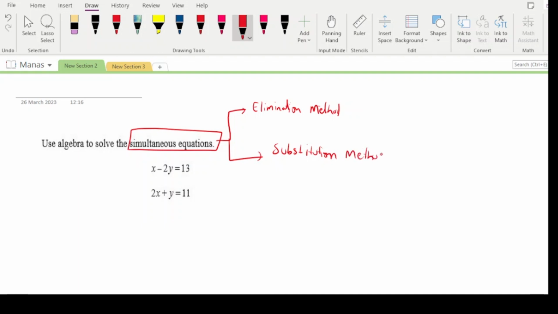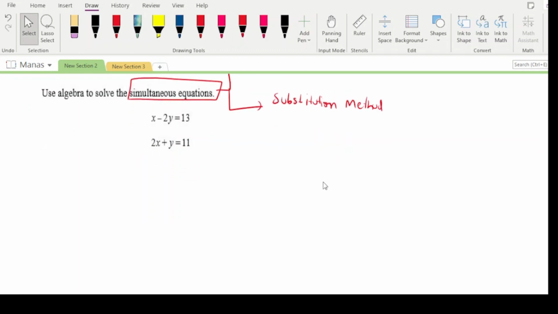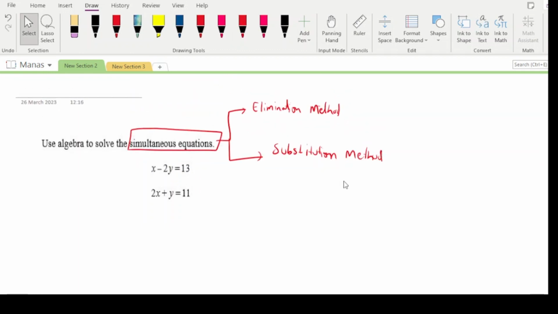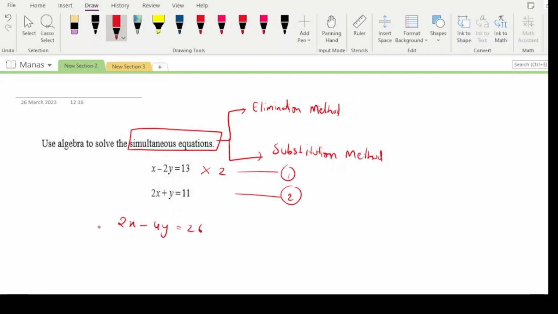I'll be using these two methods to find the values of x and y. You generally need to solve this with either of the two methods. To use the elimination method, I will eliminate either x or y. Here, if I want to eliminate x, I will multiply the first equation by 2. This is my first equation and this is my second equation. If I multiply the first equation by 2, it becomes 2x minus 4y equals 26, and the second equation stays as it is, with no change.